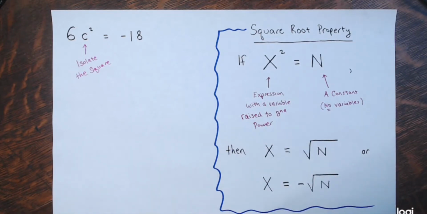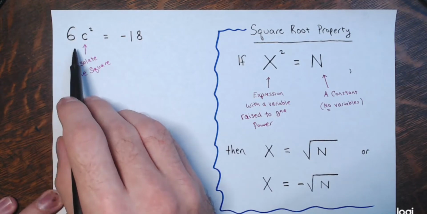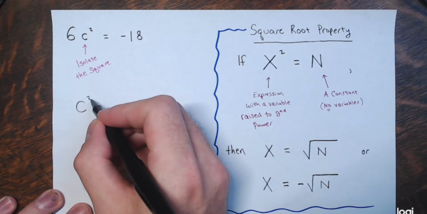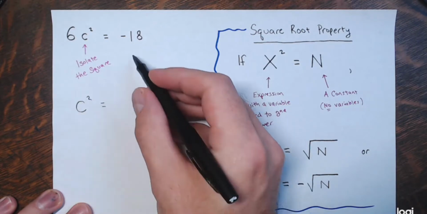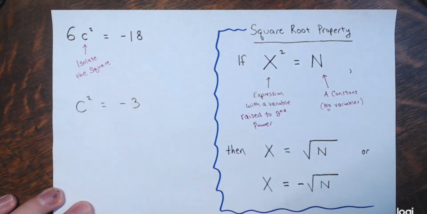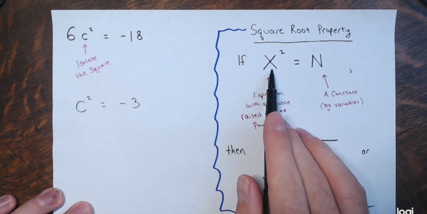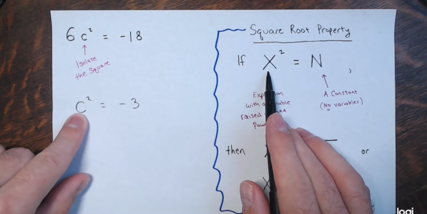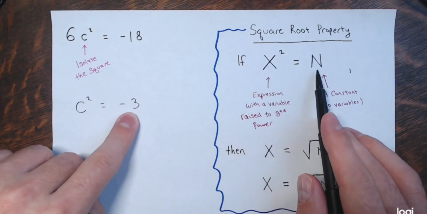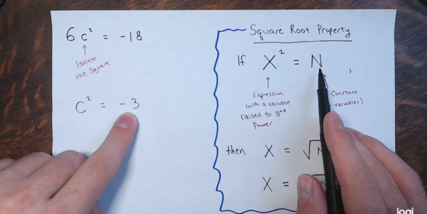Now for this particular equation, all I would have to do is divide by 6, and we'd have c squared equals negative 3, negative 18 divided by 6. Now I have what I want: something with a variable squared on one side, equals, and then a constant, some number without a variable, on the other.